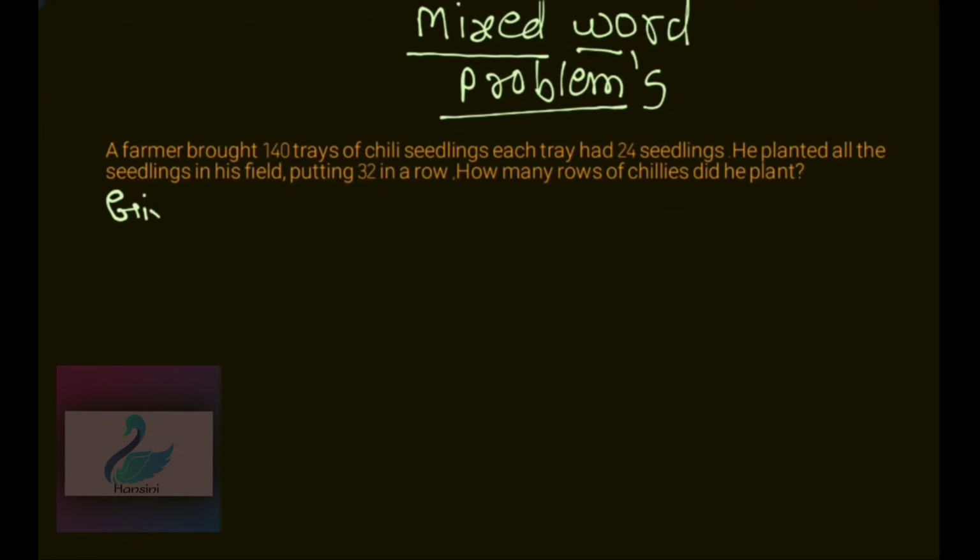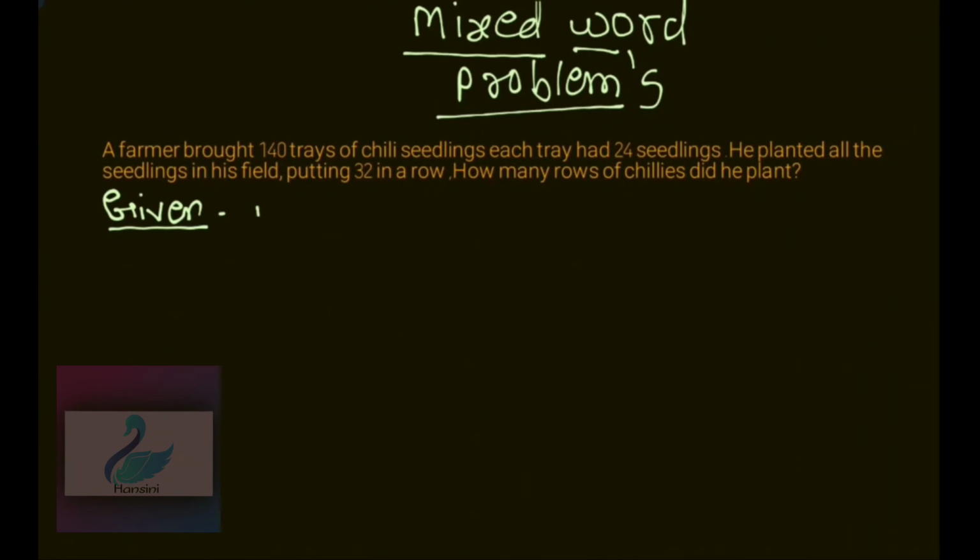A farmer bought 140 trays of chili seedlings. Each tray had 24 seedlings. He planted all the seedlings in his field, putting 32 in a row. How many rows of chilies did he plant?